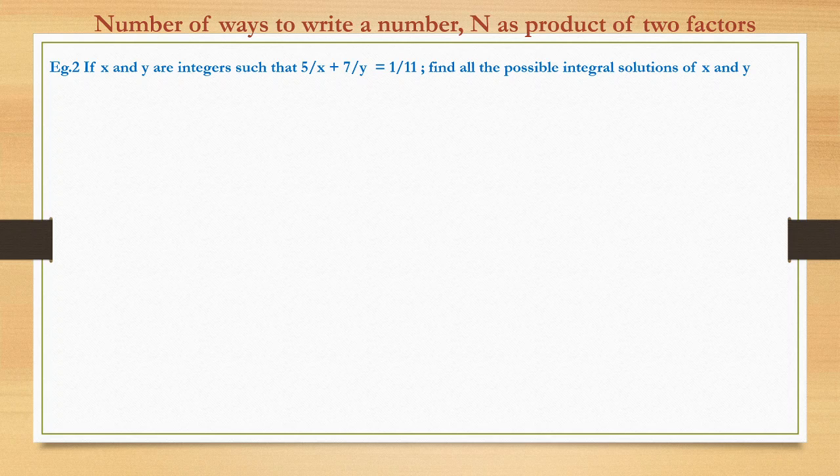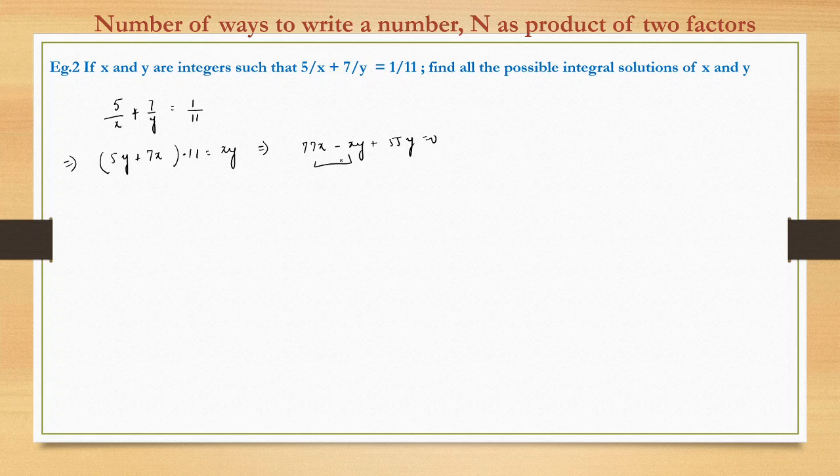Now let us look into another question wherein the equation has been given as 5 by x plus 7 by y is equal to 1 by 11. Find all the possible integral values of x and y. So again, in the same fashion, we will take the LCM and then cross multiply and arrange. So it becomes 5y plus 7x times 11 is equal to xy. This we can rearrange. It becomes 77x minus xy plus 55y is equal to 0.